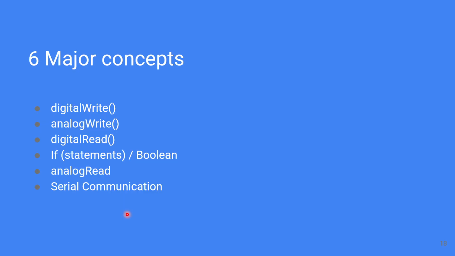This is a very major concept you have to understand. In basic programming, you need to have digital write, analog write, digital read, analog read, if statement, and serial communications. These are the very widely used functions, the key function elements that you will be using for Arduino programming.